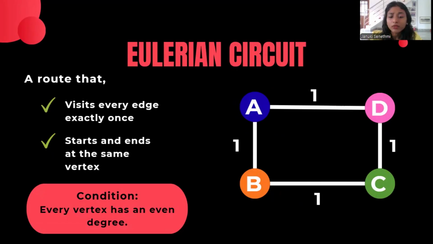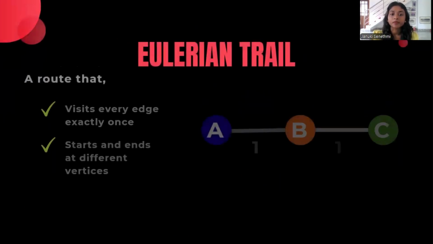Why does every degree need to be even? Because every time you enter a vertex, you also need another edge to leave it. If every vertex has an even number of connections, you can always continue your journey until you return to where you started.